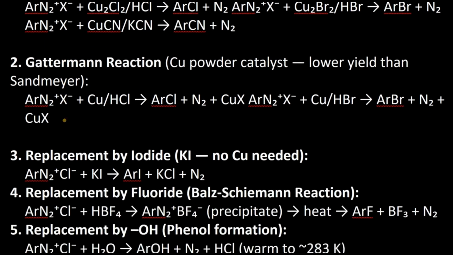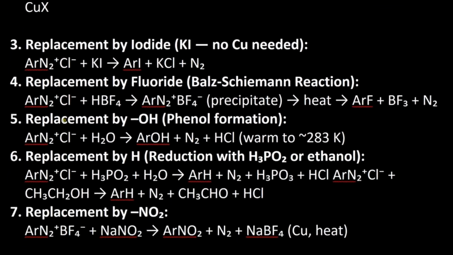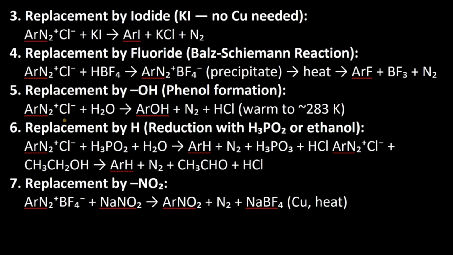Comparing the yields of Gattermann and Sandmeyer, Gattermann will give you the lower yield. Then if you want iodide, you can use KI. Copper is not needed. And for fluoride, in the Balz-Schiemann reaction, you can use a fluoride compound. Then if you want phenol, you can simply add water, like we did for primary amine, where it immediately formed alcohol, right? So similarly it happens over here. Then to replace with hydrogen to form benzene, we'll use H3PO2.